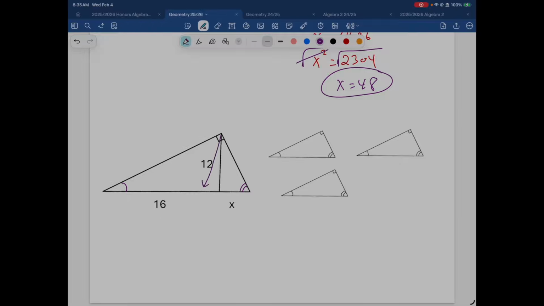writing it. So across from the 90, this is going to be my whole. Across from the 90 is this whole thing, which is 16 plus x.